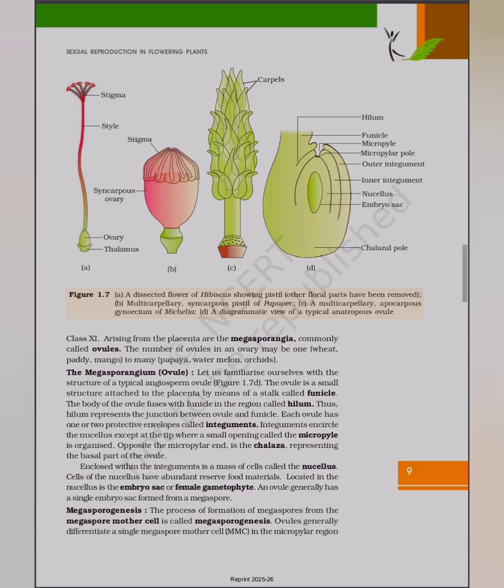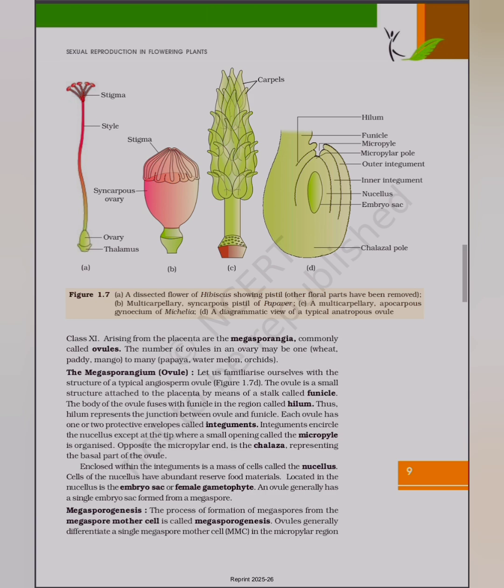Enclosed within the integument is a mass of cells called the nucellus. Cells of the nucellus have abundant reserve food material. Located in the nucellus is the embryo sac or female gametophyte. An ovule generally has a single embryo sac formed from a megaspore.